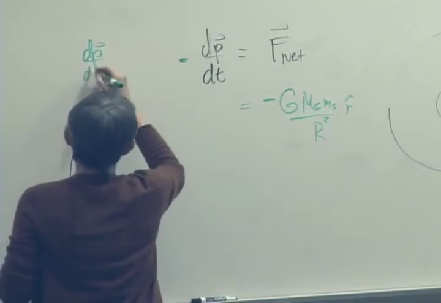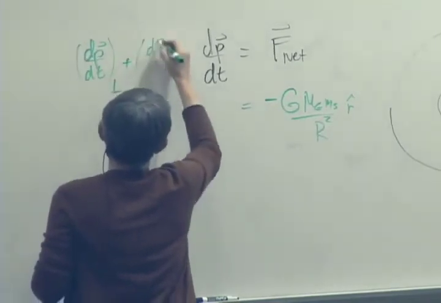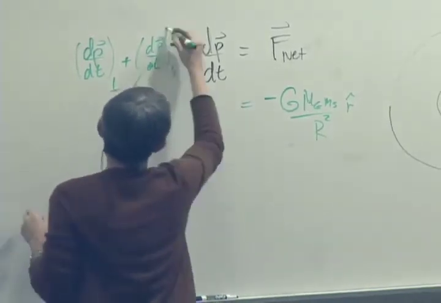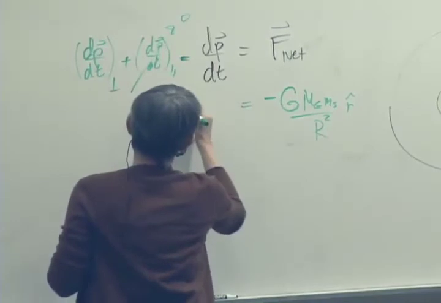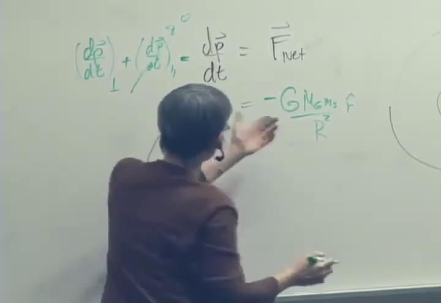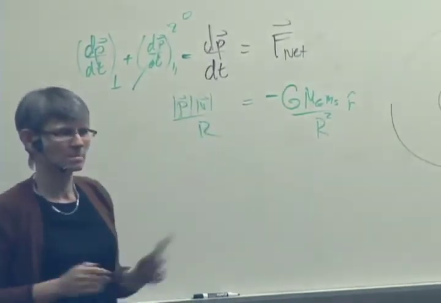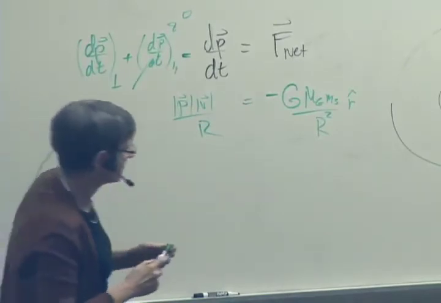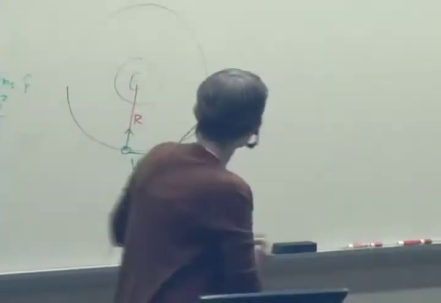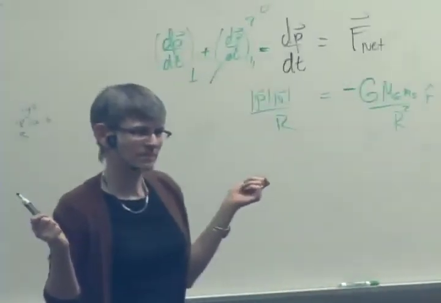Correctly, you say we need to divide it into dp dt perpendicular and dp dt parallel. The parallel one is 0, so we have p v over r, and it looks like we can get a v out of here, right? So we get a speed, and most people could get a speed. We okay on that piece?